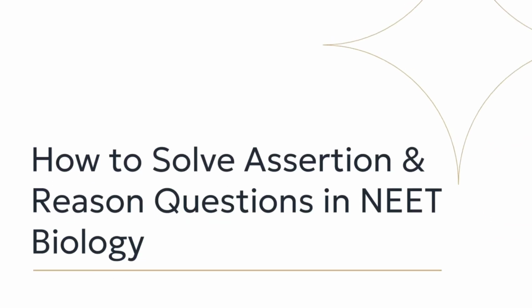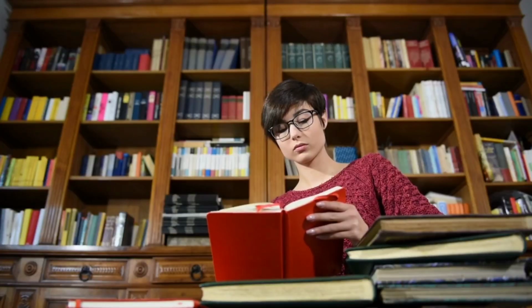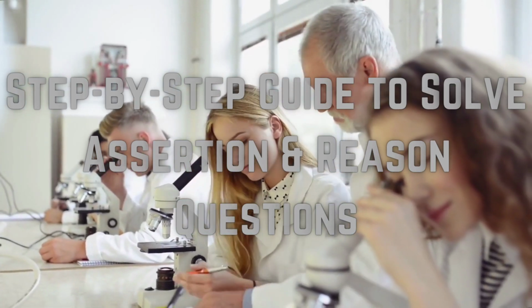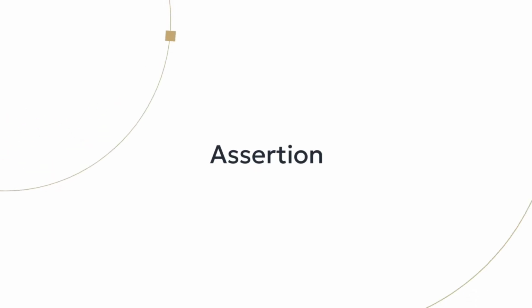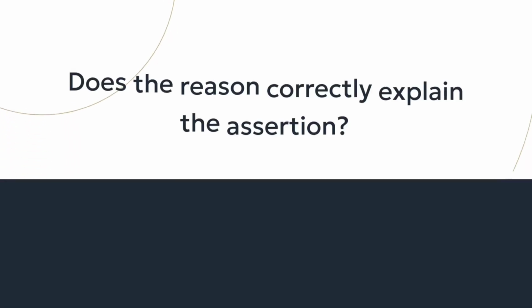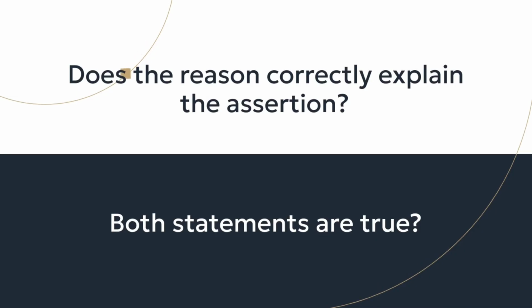How to solve assertion and reason questions in NEET Biology. Follow this simple trick to avoid confusion. This video will guide you through a simple trick to solve them effectively. Assertion and reason questions consist of two statements. The assertion presents a fact or concept, while the reason explains it. Your task is to determine if both statements are true and if the reason correctly explains the assertion.